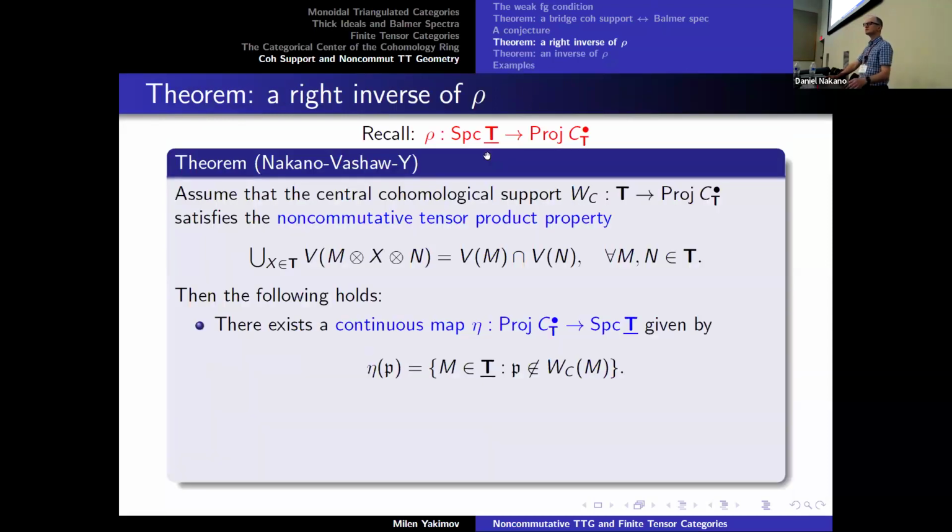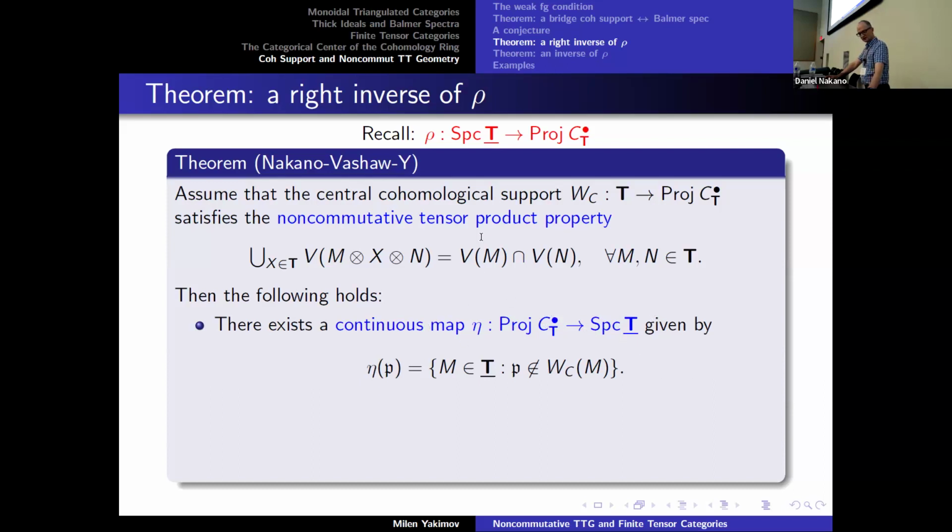So the next theorem is to produce a right inverse. In order to produce a right inverse, we need to assume that the central cohomological support has the non-commutative tensor product property. This is known in some situations, but it's a hard thing even for a finite quantum group. Even in that situation, this is still wrong. If we throw in this assumption, then we know that there exists a map like this because we said that the non-commutative Balmer spectrum is the universal terminal object. So we definitely have a map that goes in this direction.